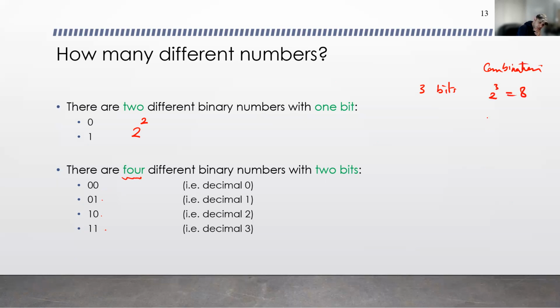Let's do it. I'm going to give you a very good way to do it. You start by writing 8 combinations, starting with the most significant bit here. Then you write 4 zeros, then 4 ones.